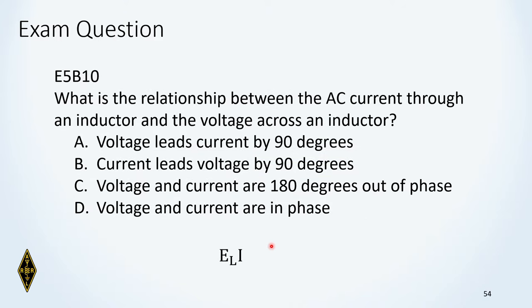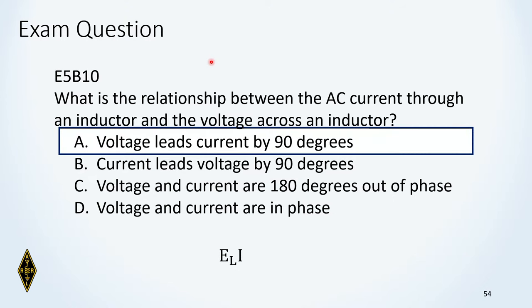And again, ELI won't appear in your test. What is the relationship between the AC current through an inductor and the voltage across an inductor? Voltage leads current by 90 degrees.